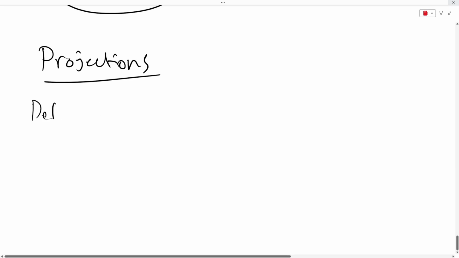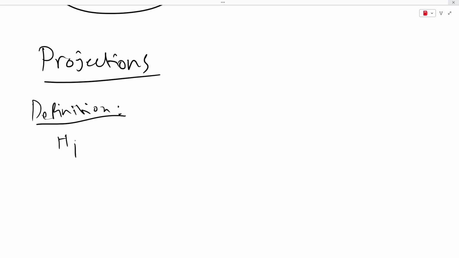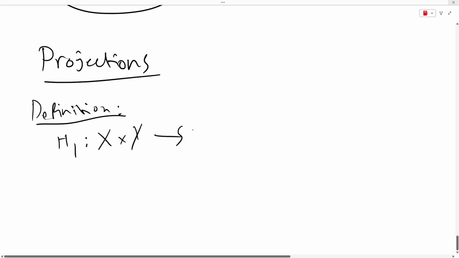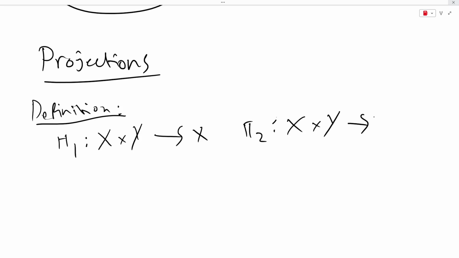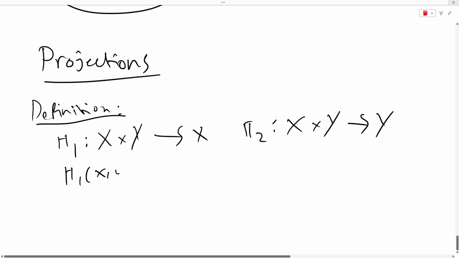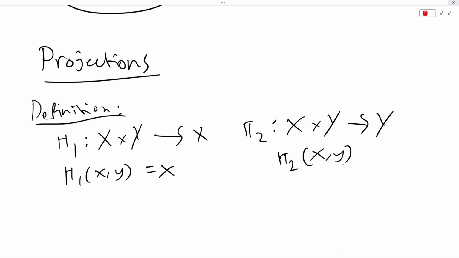So the definition is: we define this function pi1, which maps from X times Y to X, and then pi2, which maps from X times Y to Y. So pi1(x, y) is equal to x, pi2(x, y) is equal to y.